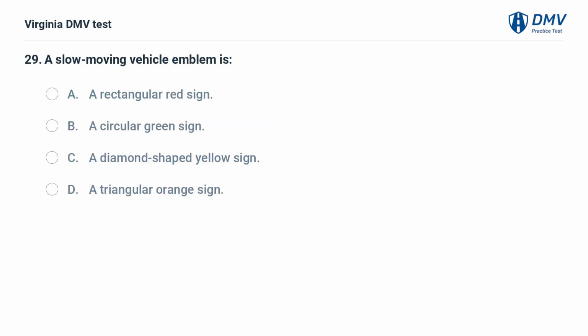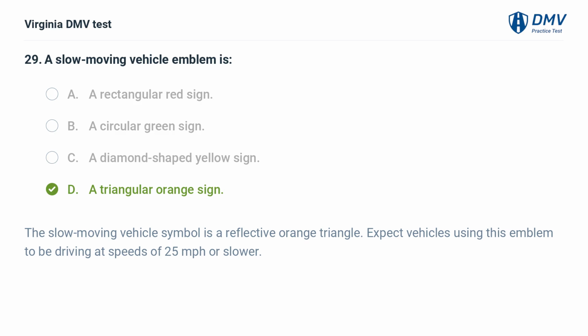A slow-moving vehicle emblem is A. A rectangular red sign. B. A circular green sign. C. A diamond-shaped yellow sign. D. A triangular orange sign. D. A triangular orange sign.